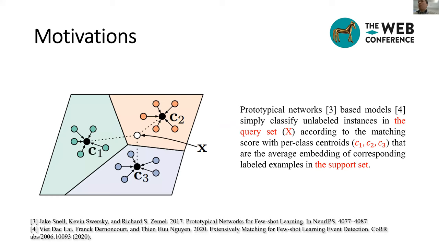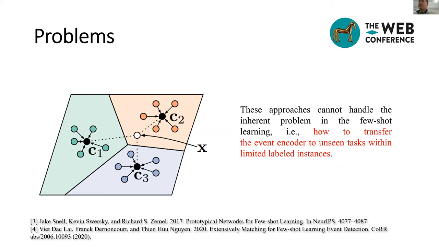First, we should know the methodology of previous work on few-shot event detection. Previous few-shot work in event detection generally depends on prototypical networks to deal with the problem. They simply classify a label instance in the query set according to the matching score with per-class centroids, called prototypes. The class centroids are the average embedding of the corresponding labeled examples in the support set. But the biggest problem in these approaches is that they cannot handle the inherent problem in few-shot learning, that is, how to transfer the event encoder to unseen tasks with limited labeled instances.